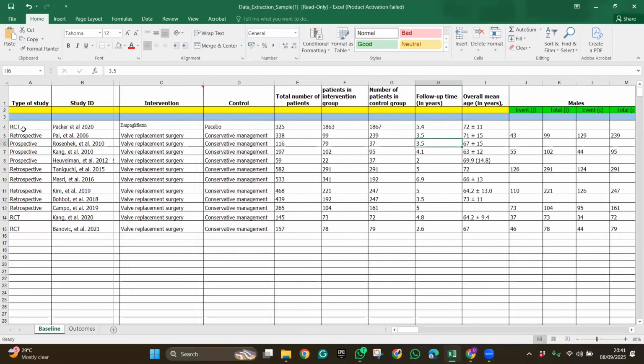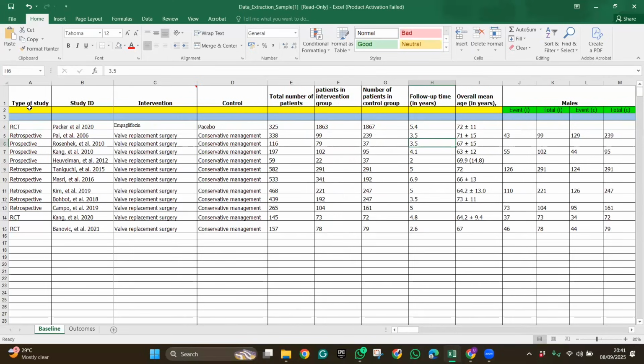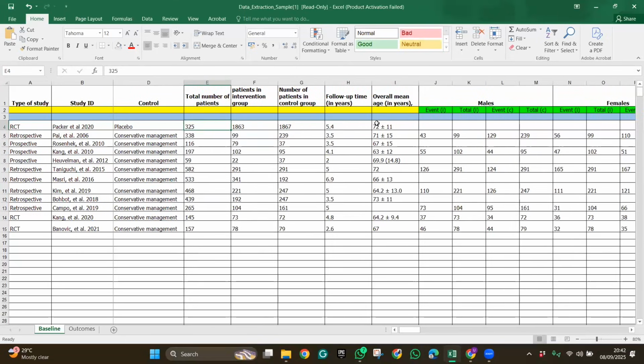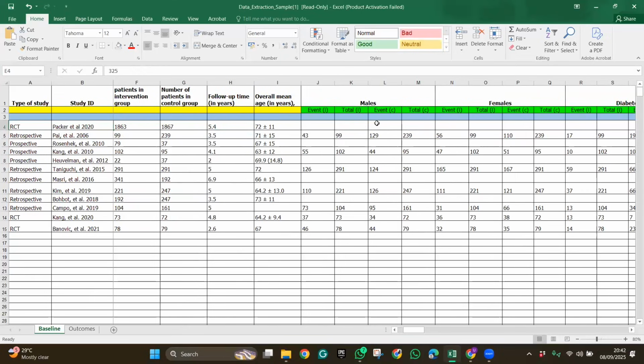Then moving on. We're done with the first column, which was type of study. You have to mention whether your study is a cohort, whether it's a clinical trial, etc. Then you're going to write the study ID, which is Spec et al. 2020 in this case. Then you have to write the name of the intervention group, then your control group, then the total population. You're going to add these two, and write the total population over here, right? And then you're going to write the population of the intervention group, control group, and after that you have the follow-up time. Do you guys know what follow-up time is?